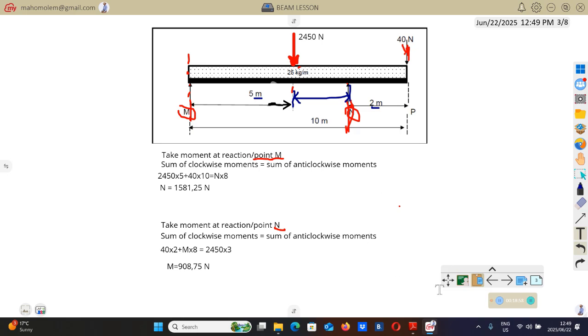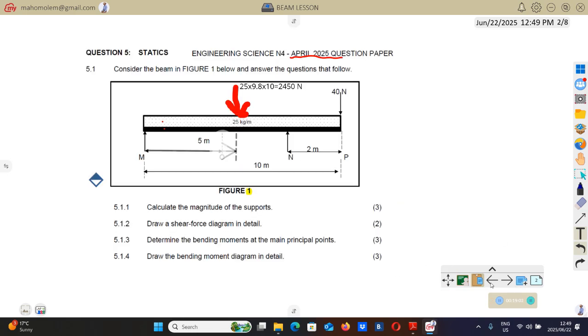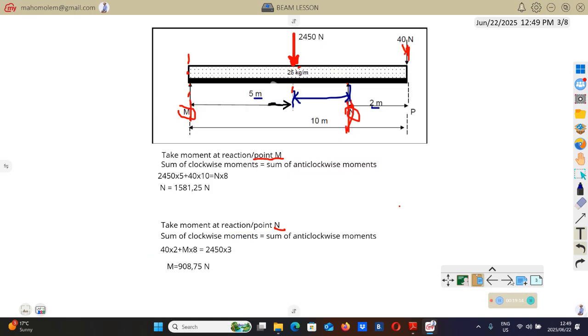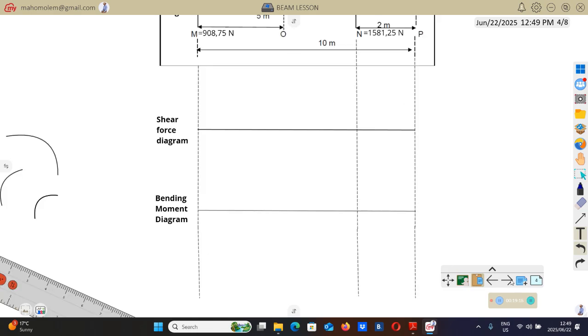Those are the reactions, and that means we've answered the first question at 3 marks. Now we move to the next question, which is to draw the shear force diagram. So to draw the shear force diagram, we come to this.